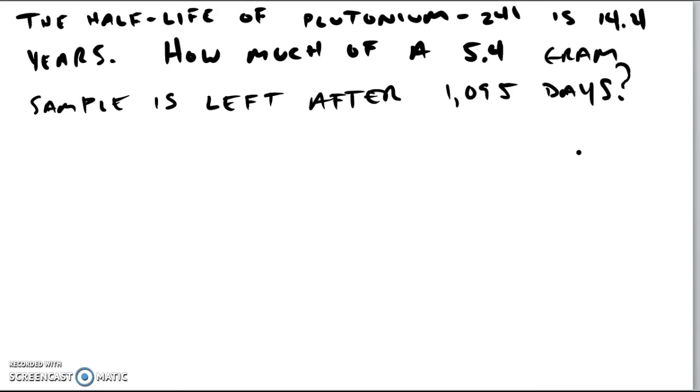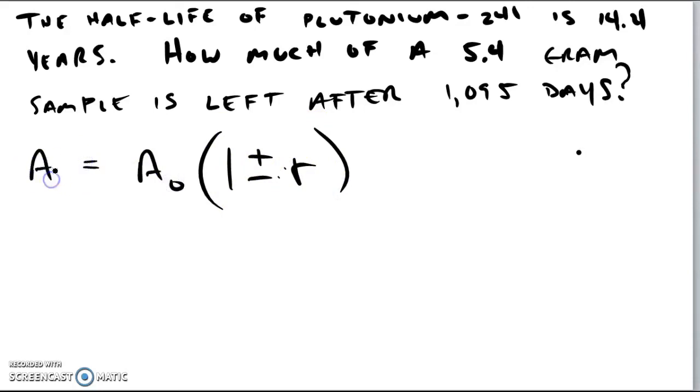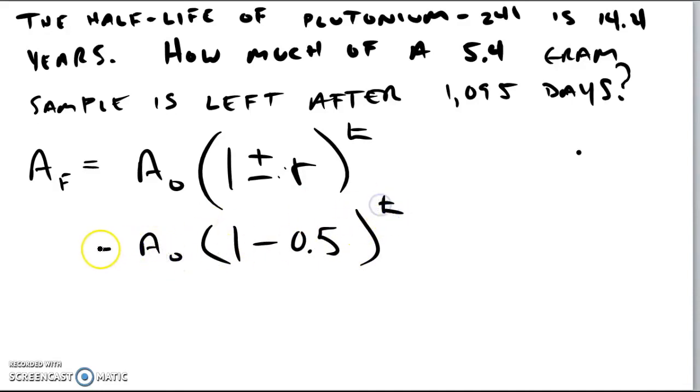Let's look at this one. We're going to use the half-life of plutonium-241. Half-life is the amount of time it takes for something to decay to where you have half the original amount, and it is 14.4 years. So you're going to use this equation where you have 1 plus or minus the rate, and we are going to multiply that by the original, and we're going to get the final, and we're going to raise this to the t power. Okay, so we're going to use 1 minus the half-life, 0.5.